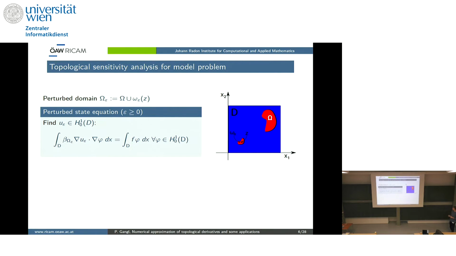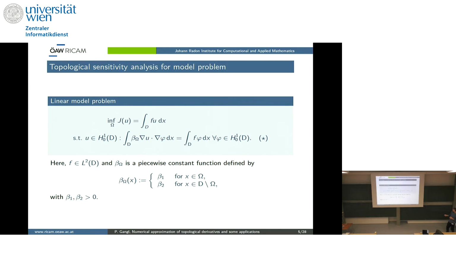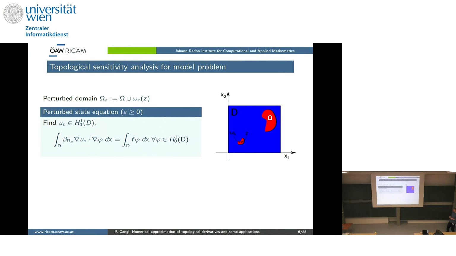The perturbed configuration then looks as follows. We fix a point C without loss of generality for now in the blue part, so in D without omega. And then beta omega epsilon is defined as before, but now for the perturbed domain. And this also gives rise to the perturbed state equation, which you can state for any small epsilon greater or equal to 0.